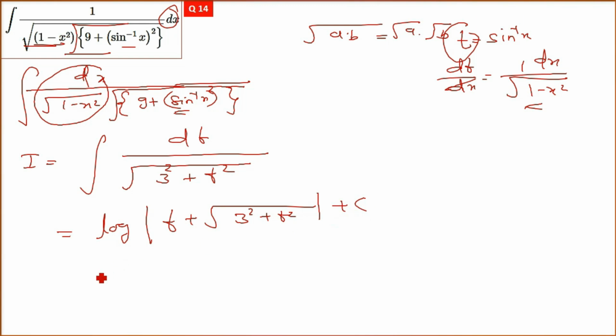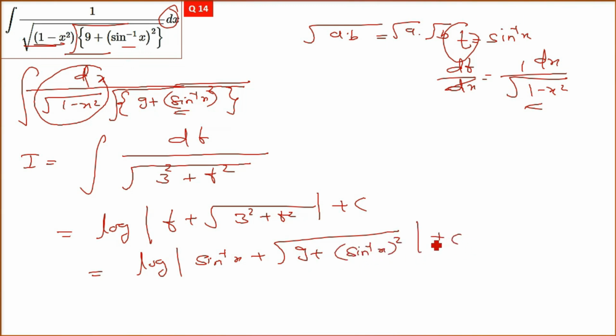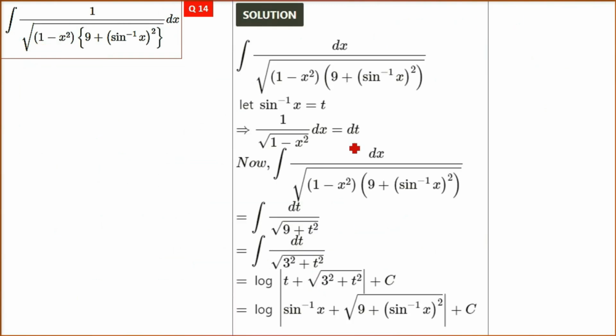3 square plus t square, and t is what? It's sine inverse x. So it's log modulus sine inverse x plus under root 9 plus sine inverse x whole square, plus the constant of integration. This will be your final result. So this is how you are going to go about it. The main concept is that the derivative of sine inverse x gives you 1 by under root 1 minus x square. The second thing is that you have to separate these root terms. Third is the formula, that is under root a square plus x square.